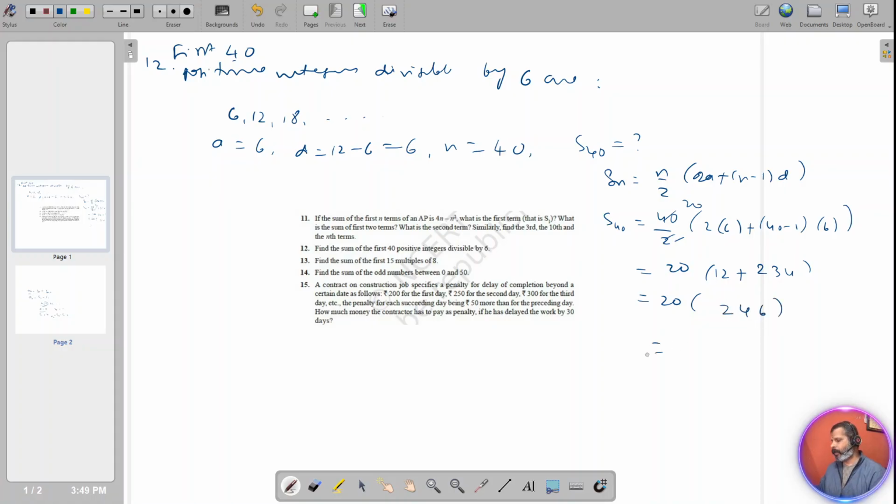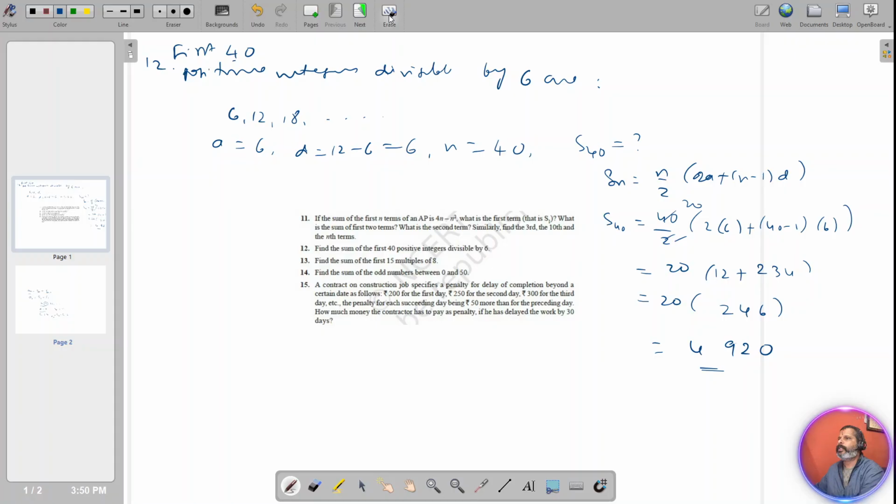That becomes 20 of 246, right? 2 fours are 8, 2 nines are 18, 2 sixes are 12, 1 carry, 9, 0, means 4920. That's the answer. Simple one. 2 marks question. We'll move to the next question.